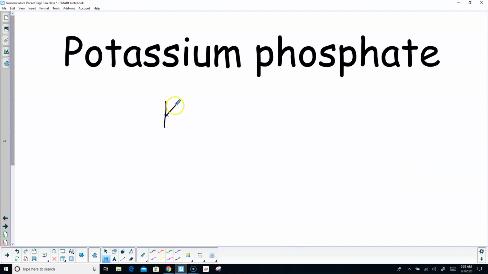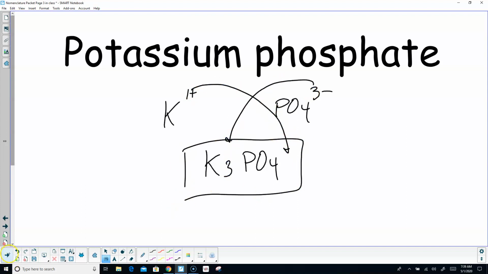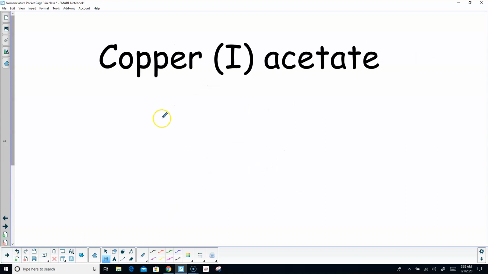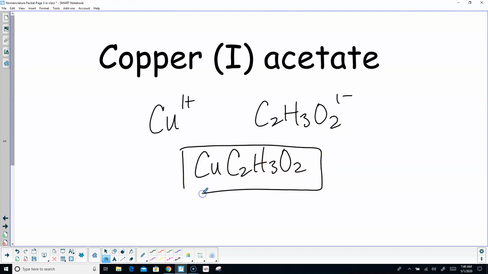Potassium phosphate. Potassium is always 1+. Phosphate is PO4 and it's 3-. Put my metal, put my nonmetal. This 1 goes here, this 3 goes here. K3PO4 is potassium phosphate. Copper 1 acetate. This tells me copper's charge is 1+. Acetate is C2H3O2 and it's 1-. Okay. 1+ and 1- equal and opposite. They cancel. Okay, the 2, the 3, and the 2 stay with acetate. That's part of the formula.